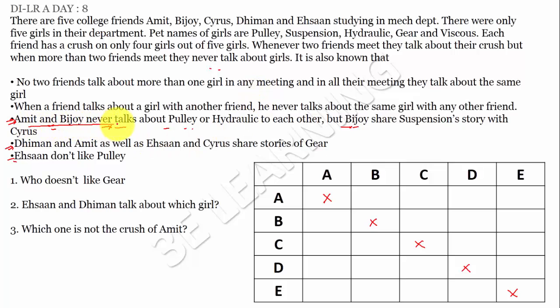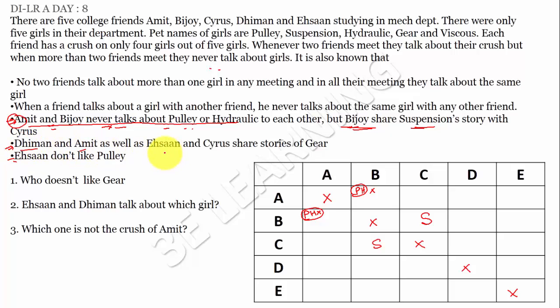Amit and Bijoy never talk about the pulley and hydraulic. So pulley and hydraulic is no for these places. So we have 2 data in this horizontal and vertical values. I hope this one is clear. Now Bijoy shares the suspension story with Cyrus. So Cyrus and Bijoy is S.